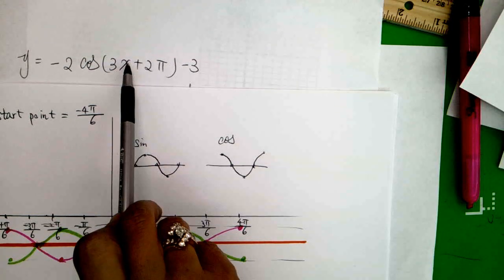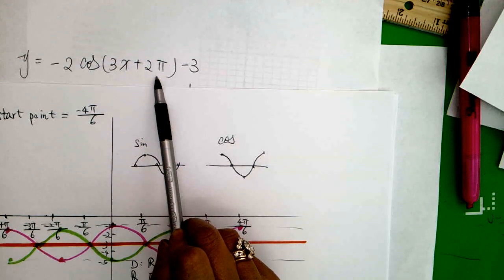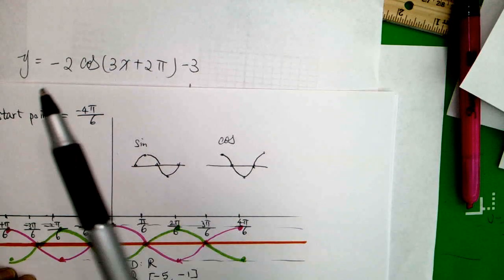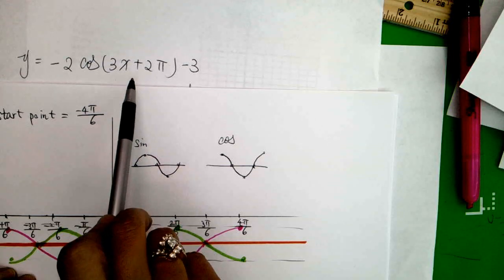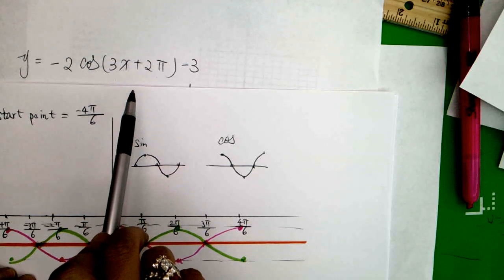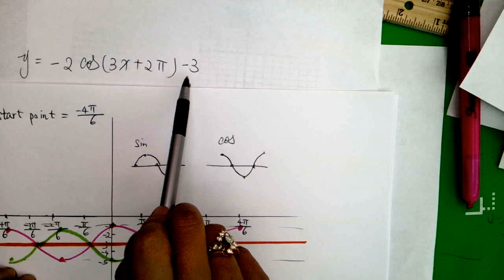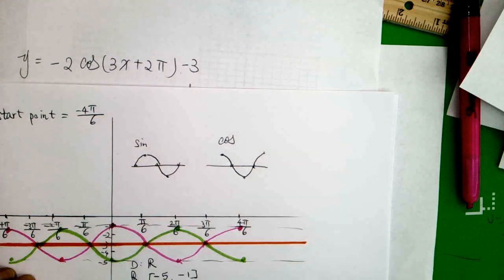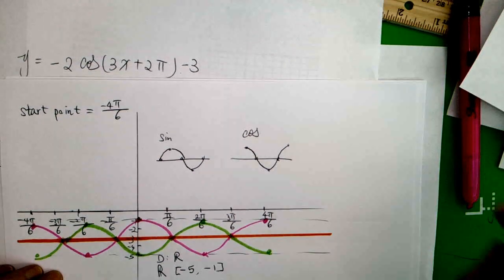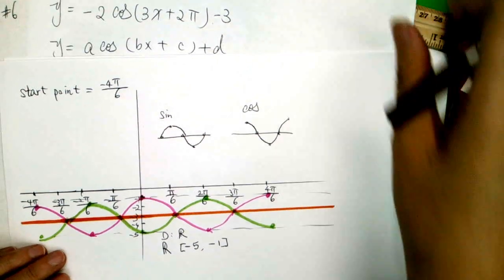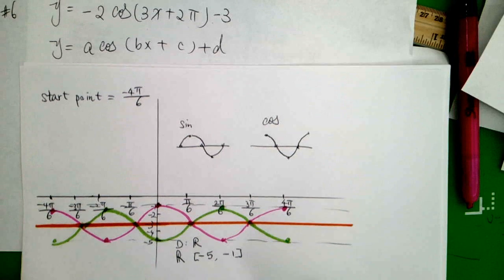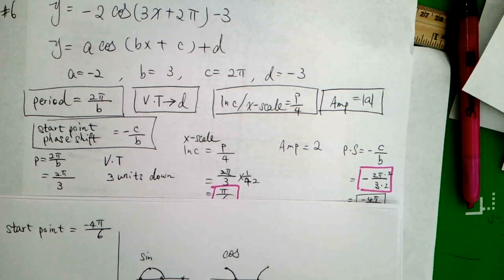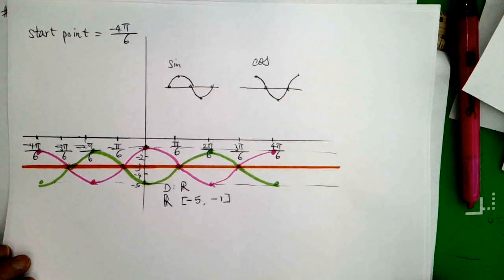And then you have a plus 2 pi, which, because it is inside the parentheses, does the opposite. You actually translate your graph that many units to the left. And you also have a vertical translation, 3 units down. And we pretty much covered everything we need to know. So I think this is quite a challenging question for us. So I made a video for you.